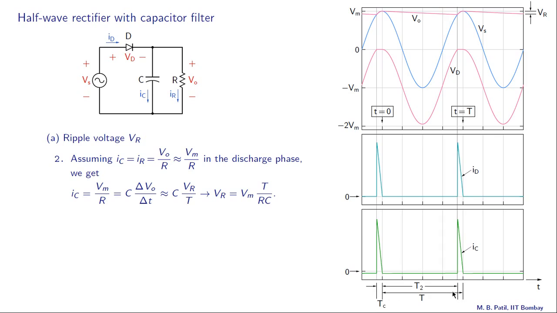And once again we will make this approximation that T2 is nearly equal to T, and therefore we get IC equal to Vm by R equal to C VR by T, and that gives us a value for VR. So VR is Vm T by RC.